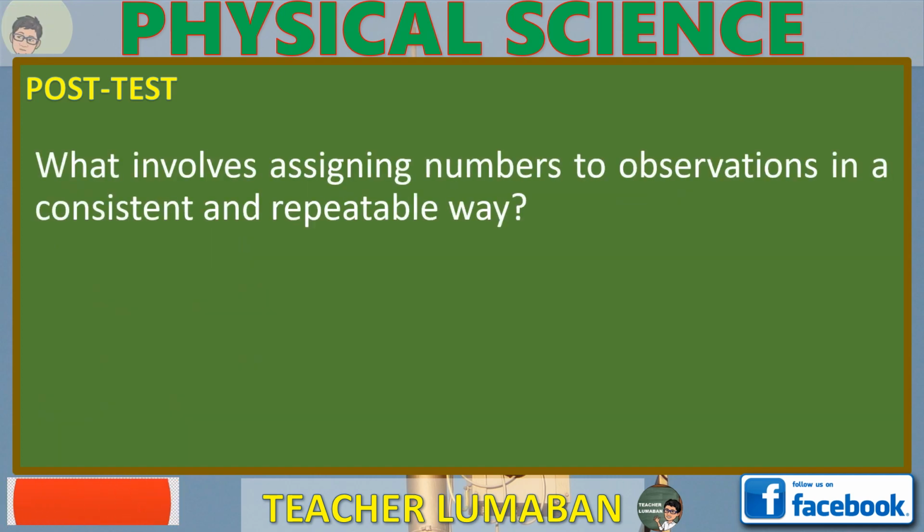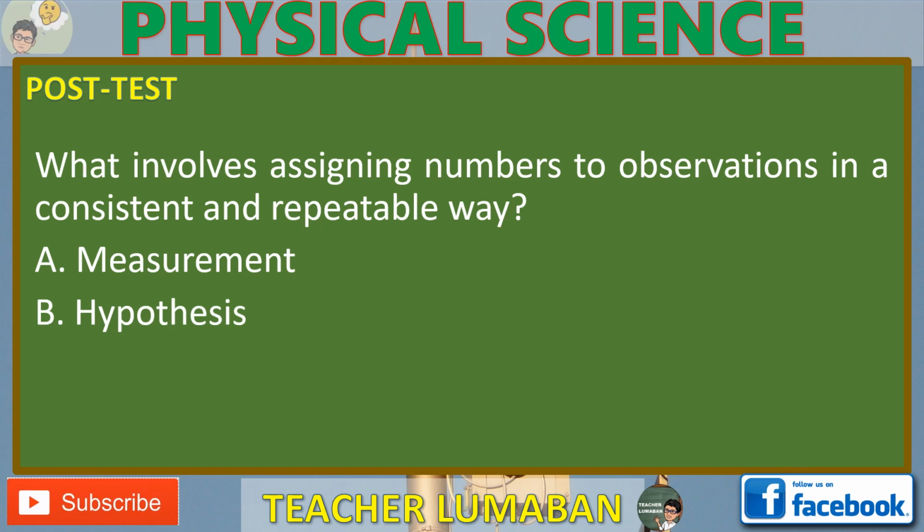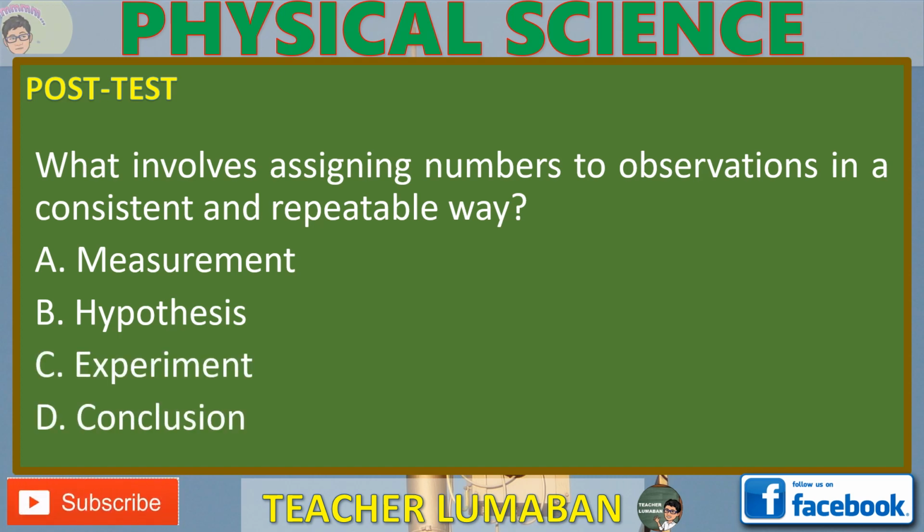What involves assigning numbers to observations in a consistent and repeatable way? Letter A. Measurement. Letter B. Hypothesis. Letter C. Experiment. Letter D. Conclusion.